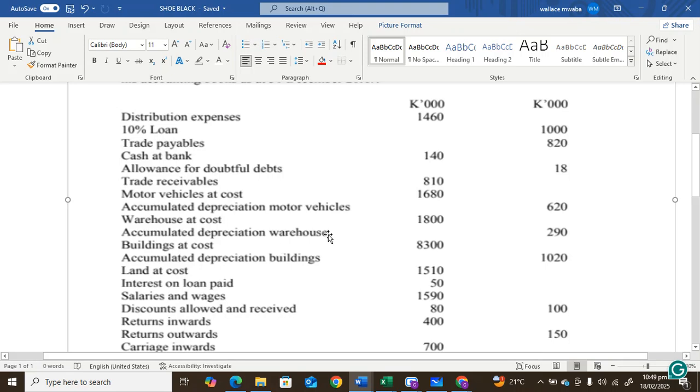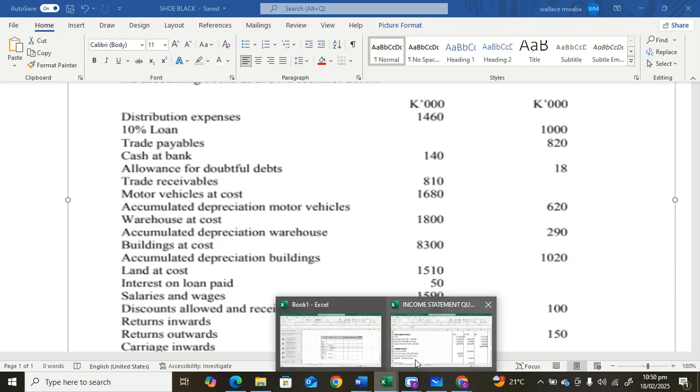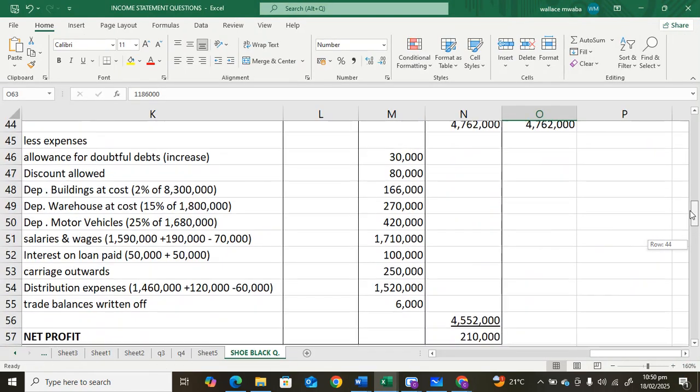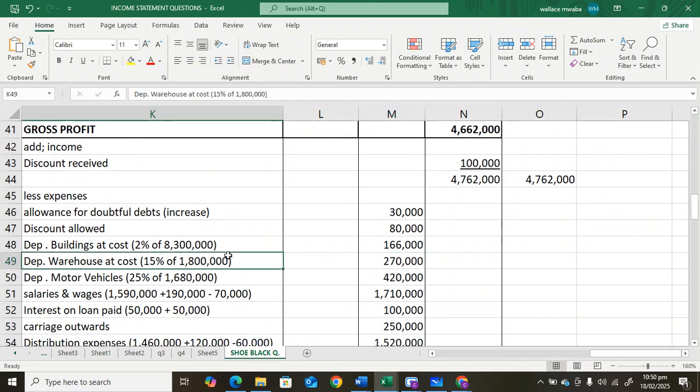15% of 1,800,000. What is 15% of 1,800,000? 270,000.